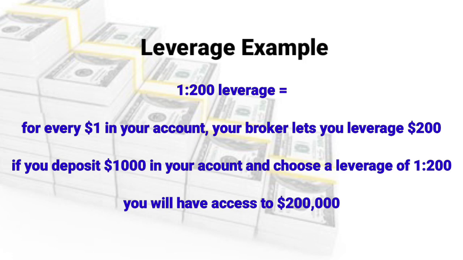Now let's look at this example. Let's say you chose the 1:200 leverage. What does it actually mean? It means that for every $1 in your account, your broker lets you leverage $200. So if you deposit $1,000 in your account and you choose a leverage of 1:200, you have access to $200,000. You can pick a leverage and just try out your calculation so that you can get used to it better.